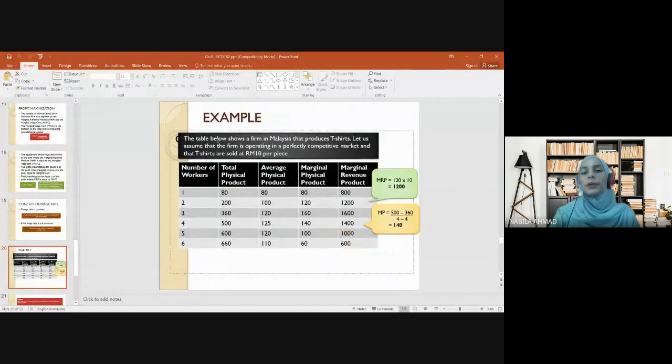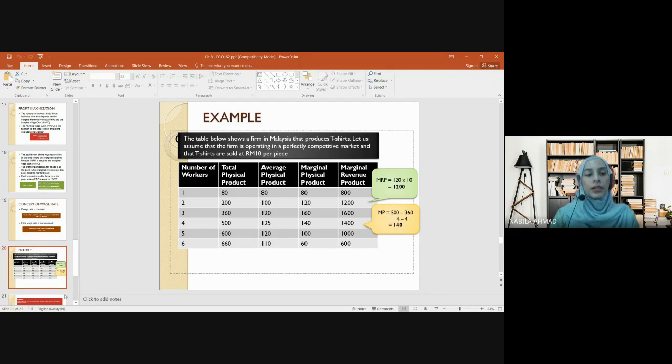Okay, kita lihat di sini contoh. The table below shows a firm in Malaysia that produces t-shirts, and let us assume the firm is operating in perfect competition and the price of a t-shirt is sold at RM10 per piece. So kita ada number of workers, total physical product. Macam mana kita nak kira average physical product? Total physical product bahagi dengan labor. 80 bagi 1, 200 bagi 2, 360 bagi 3. Marginal physical product, change in total physical product divided by change in labor. 200 tolak 80, 120 bagi 1, 120. 360 tolak 200, 160 bagi 1, 160 dan seterusnya. Untuk marginal revenue product, MPP darab dengan price of t-shirt. So 80 darab 10, 800, 120 darab 10, 1200, 160 darab 10, 1600 dan seterusnya.